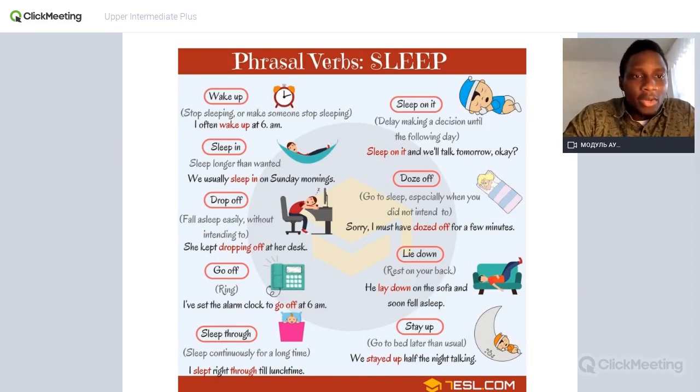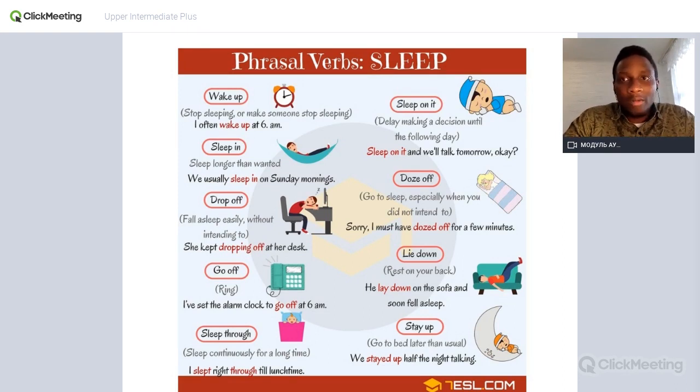So I want you to take a look at drop off. It means, as you can see, this guy on his desk, he's dozing off already. Fall asleep easily without intending to. So she kept dropping off, but it should be he kept dropping off at his desk.